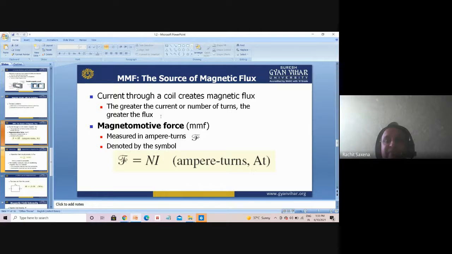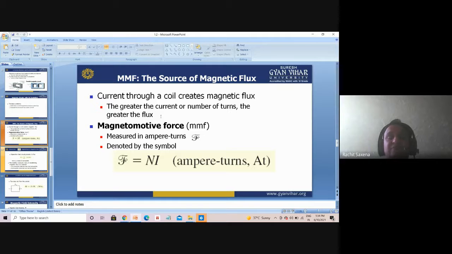So if phi has a higher value, then I also has a higher value. So I increasing, phi increasing; I decreasing, phi decreasing; phi increasing, I increasing; phi decreasing, I decreasing. We can say it in both ways. Now, the greater the current or the number of turns, the greater the flux.